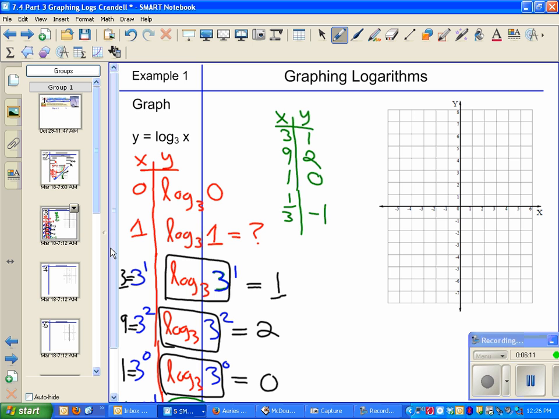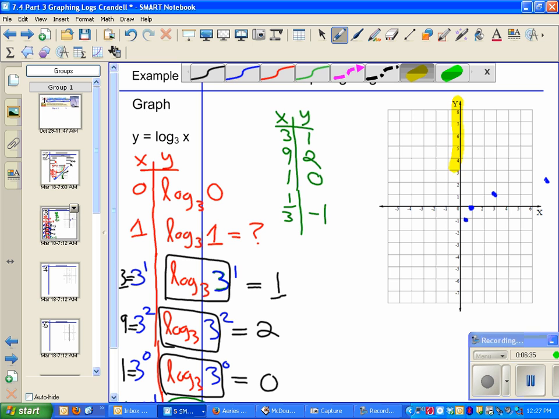Kind of, (3, 1/9) and positive 2, so maybe right about there. We have (1, 0). Okay. 1/3 would be negative 1. Okay, so it gets really, really close to the asymptote.